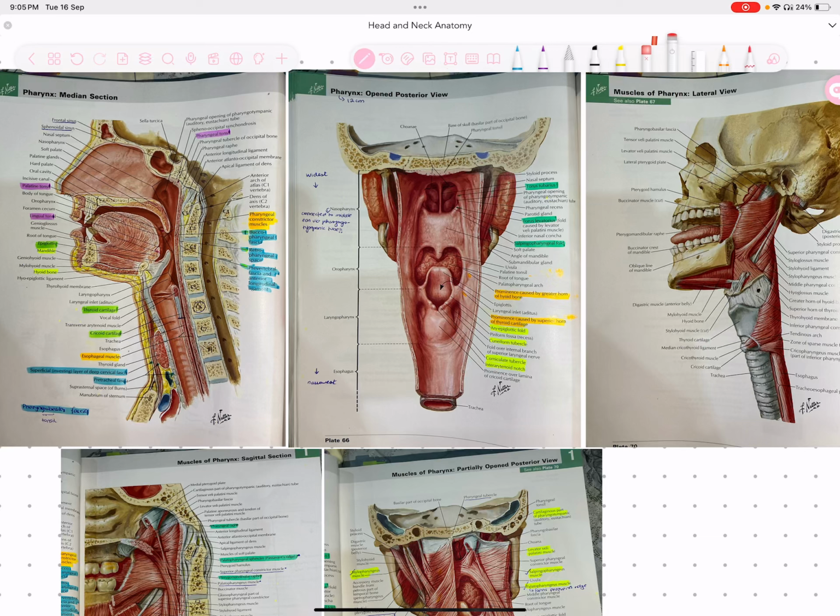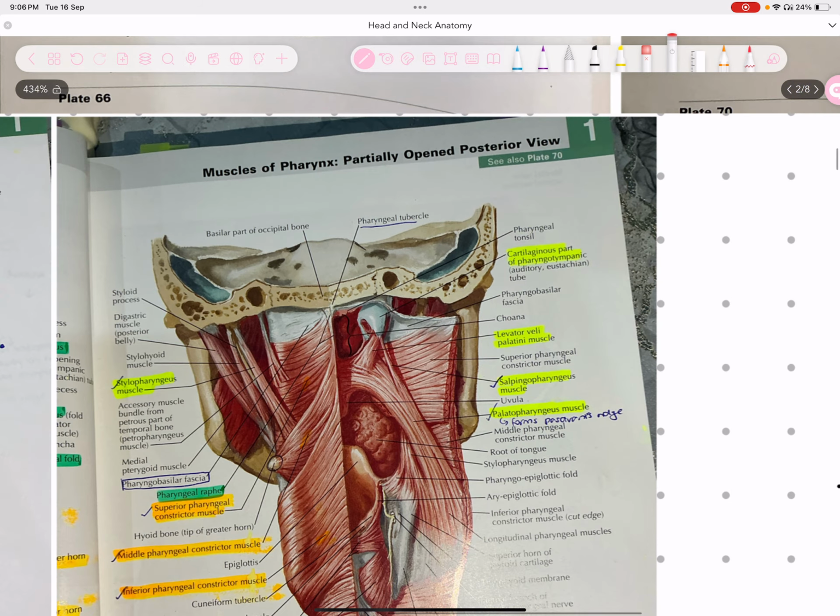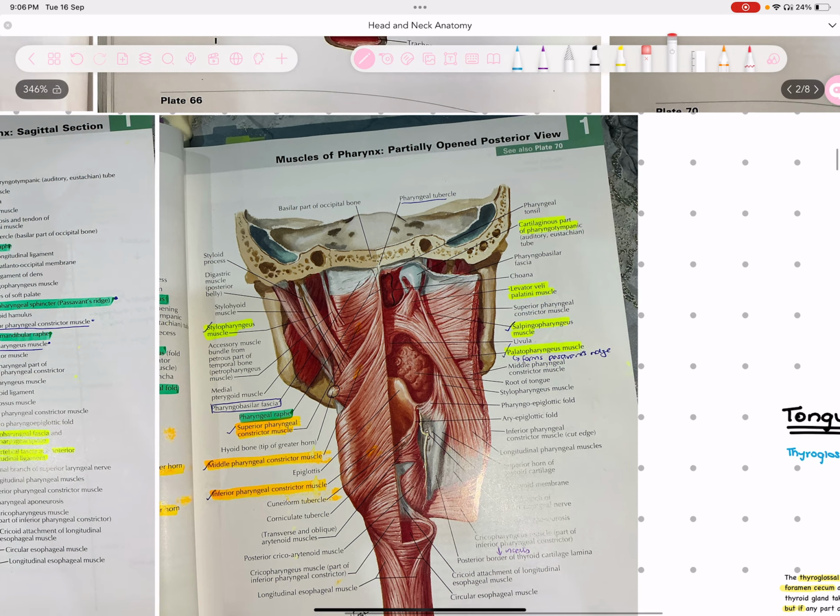Yes, so let's continue talking about the muscles of the pharynx. I told you that there are outer circular and inner longitudinal muscles. In the outer circular muscles come your constrictor muscles: superior, middle, and inferior constrictor muscles. And the inner longitudinal: you have the palatopharyngeus muscle, salpingopharyngeus muscle, and stylopharyngeus muscle, right? So I was telling you about the constrictor muscles.